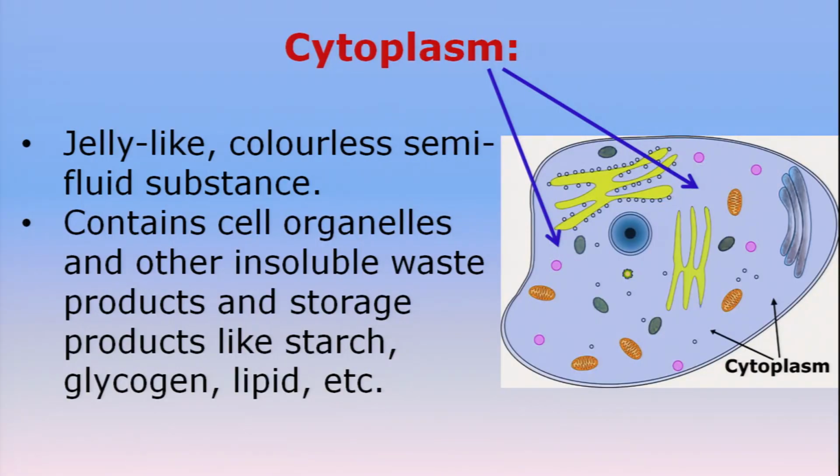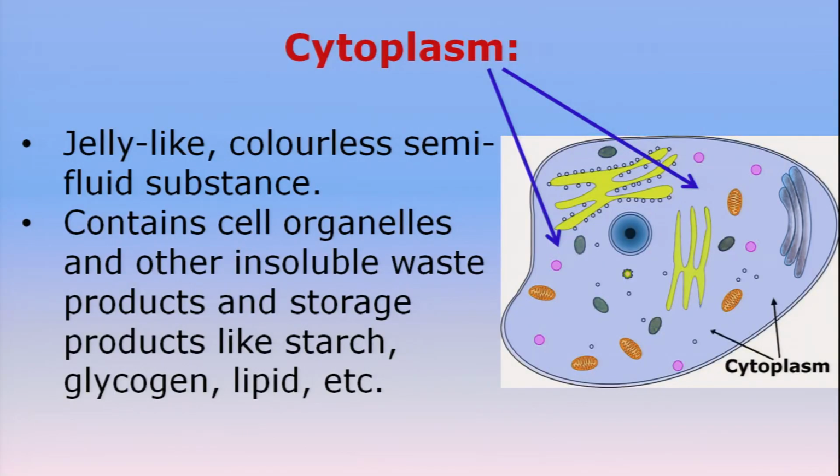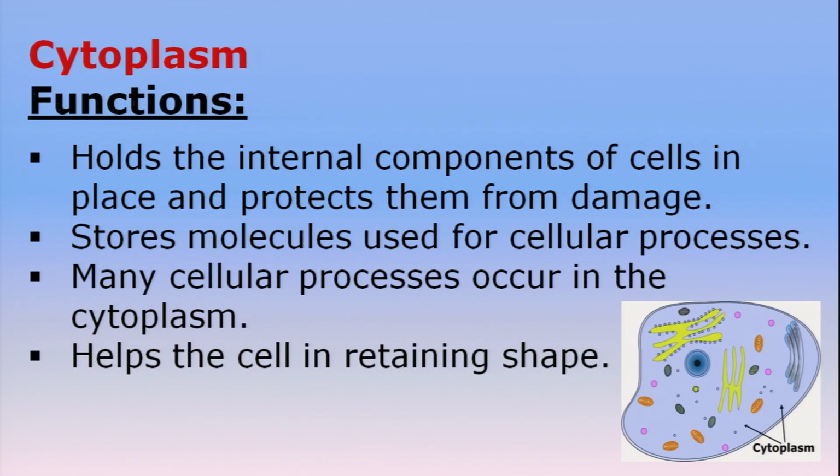Next come to cytoplasm. Cytoplasm is the fluid content of the cell. It is transparent in color and it is jelly-like. Actually, cytoplasm contains about 80% of water. Then why does it appear jelly-like? Because it contains many insoluble waste products and also storage products like starch, glycogen, lipid, etc. So we will see the functions of cytoplasm.